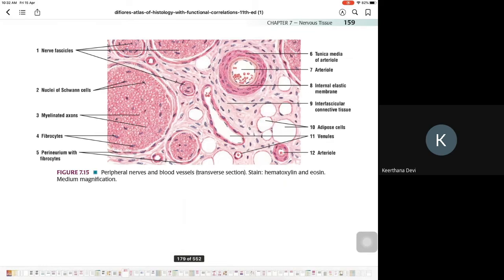Let us see the neural tissue, peripheral nerve and blood vessels, all of which we have seen. Hereafter it is more like revision. Peripheral nerves and blood vessels, transverse section, stain H&E, medium magnification. From the left, we have nerve fascicles, nuclei of Schwann cells, myelinated axons, fibrocytes, perineurium with fibrocytes, tunica media of arteriole, internal elastic membrane, the connective tissue, adipose cells, venules, and arteriole again.